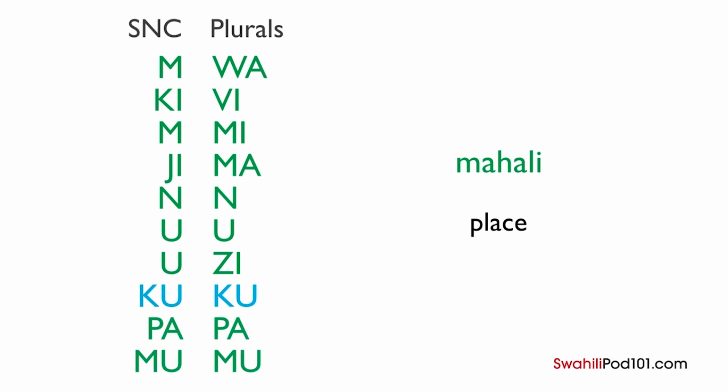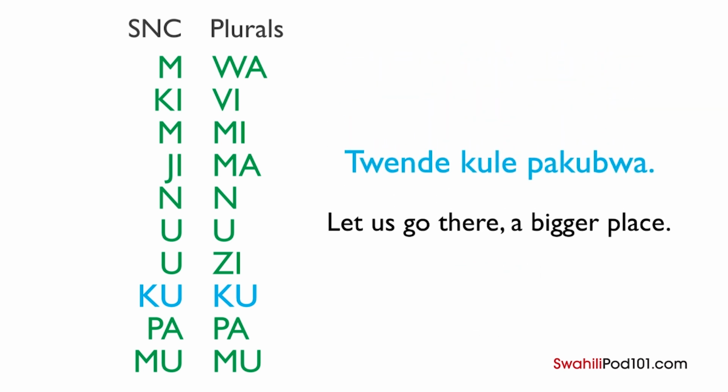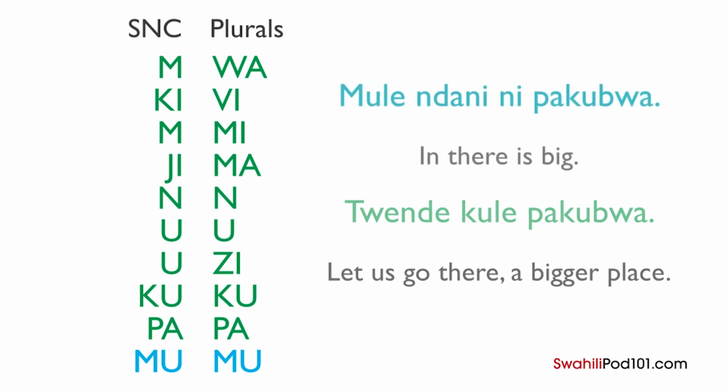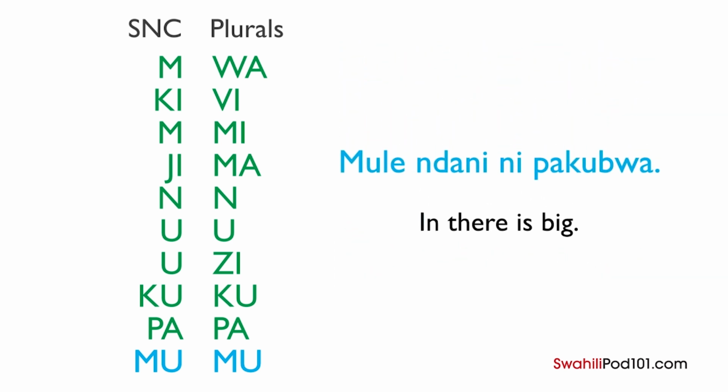The ku class is used when a noun is in an indefinite location. The noun's location is not known or it could be in transit. For example, we can say, twende kule pakubwa. Let us go there, a bigger place. Just like pa and ku, mu is a locative class but used to denote a location where something is within or alongside the noun. For instance, we can say, mule ndani ni pakubwa, to mean, in there is big.